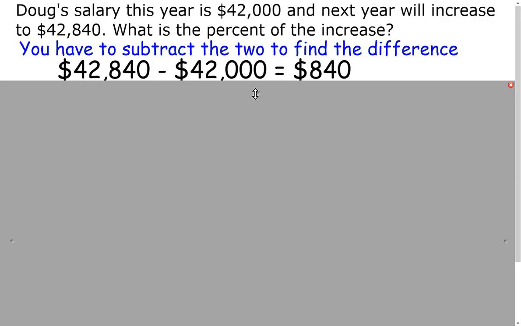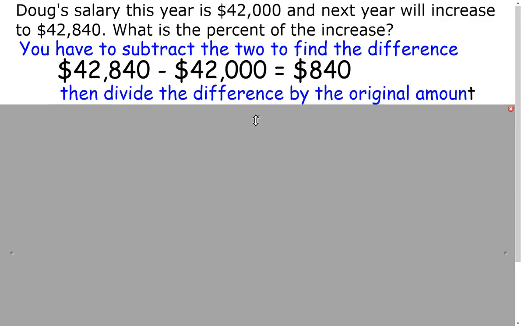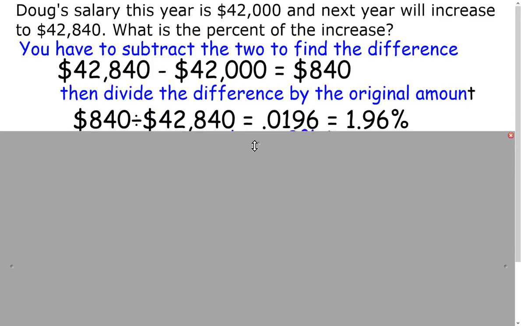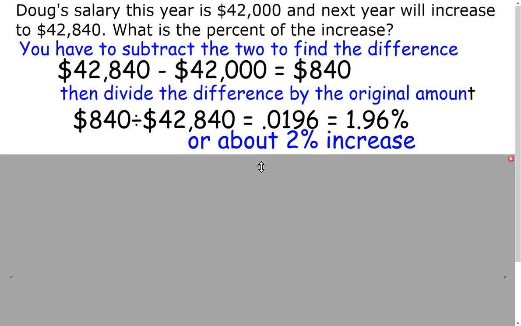And then you take that difference and divide it by the original amount. So the difference of $840 divided by the original of $42,000 gives you 0.02, and move the decimal over 1, 2. And you get about 2%. We're going to round that to about a 2% increase that you get paid.